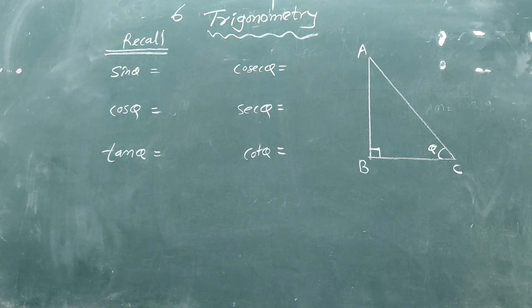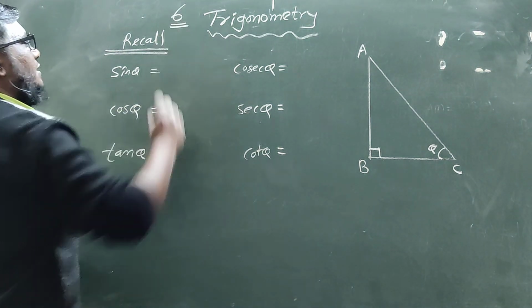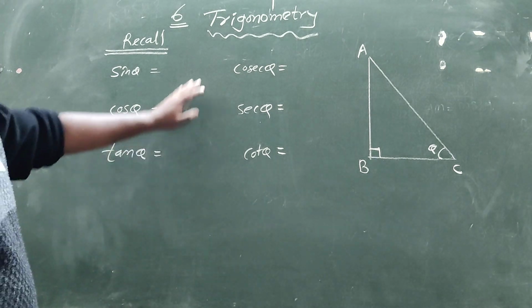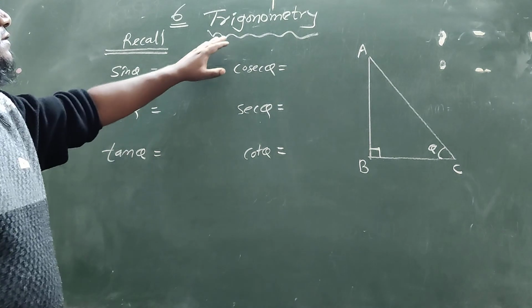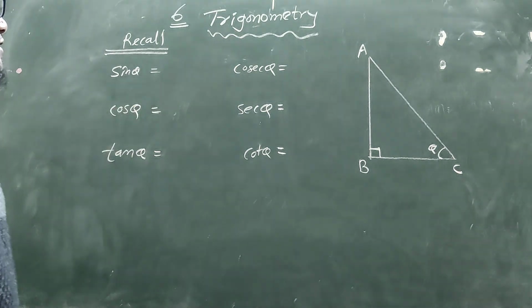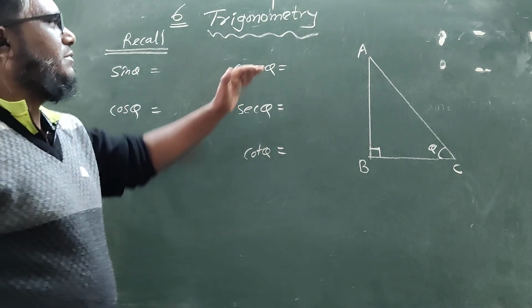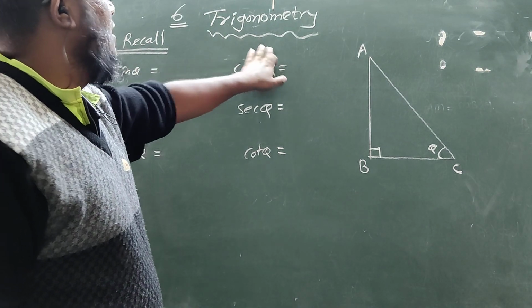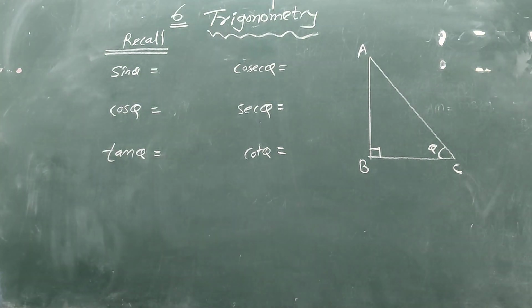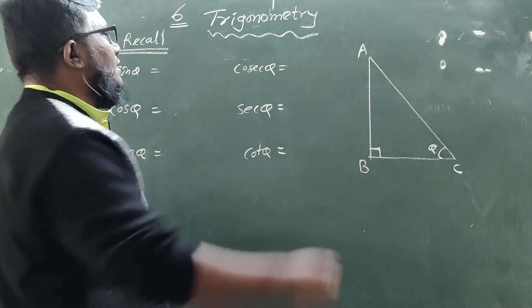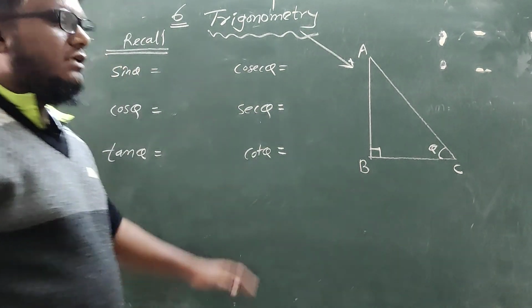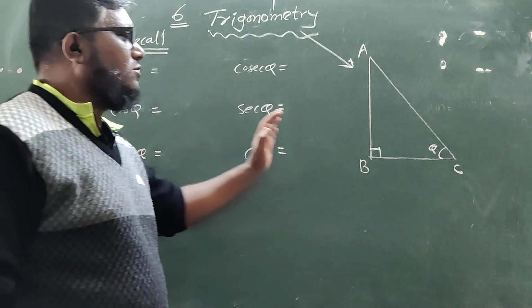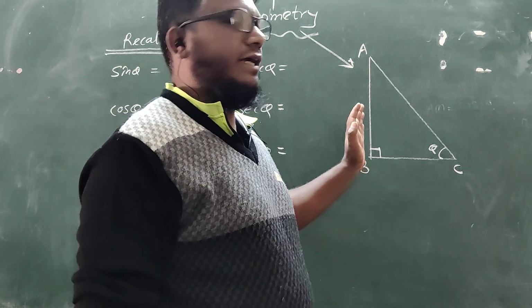Now, dear students, we are going to start the new topic, that is the sixth topic of our Mathematics Part 2, 10th standard. We just have to recall something related to the trigonometry topic, because in 9th standard the basic things of trigonometry have been taught to everyone. Now, basically, once again we have to go through the basic things.